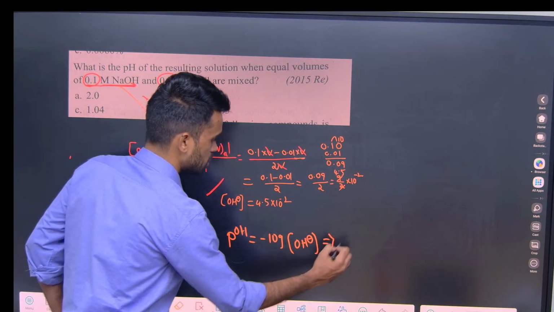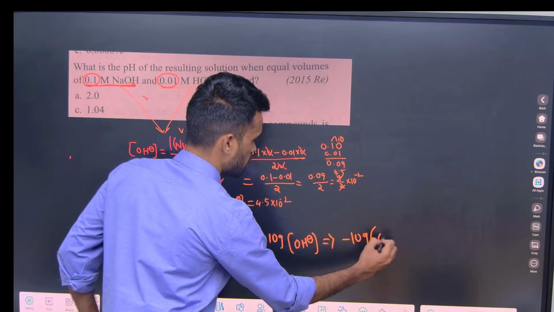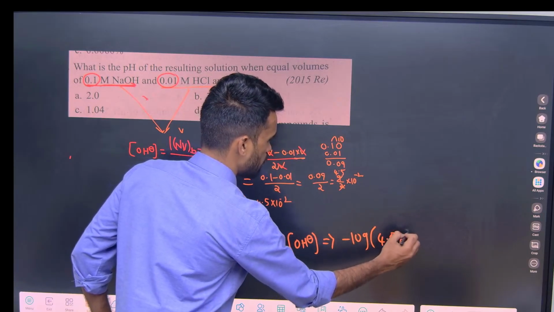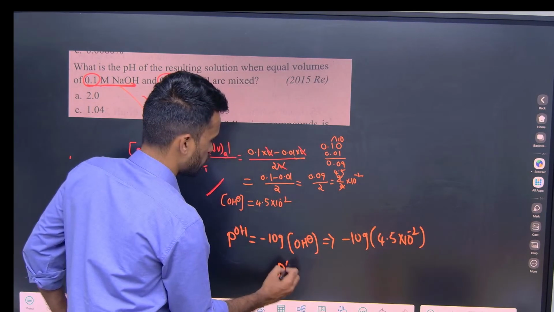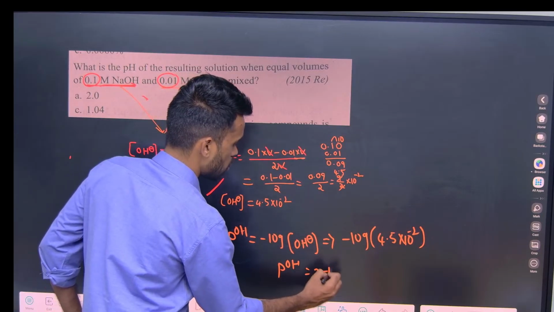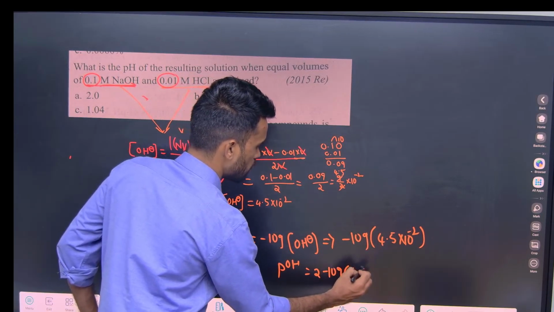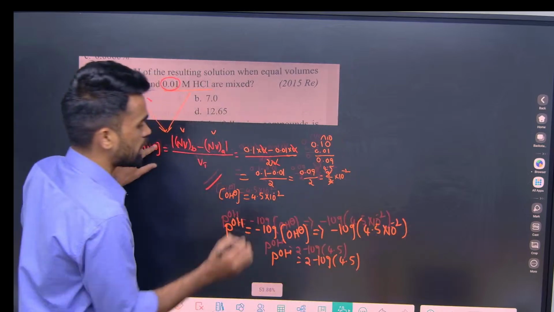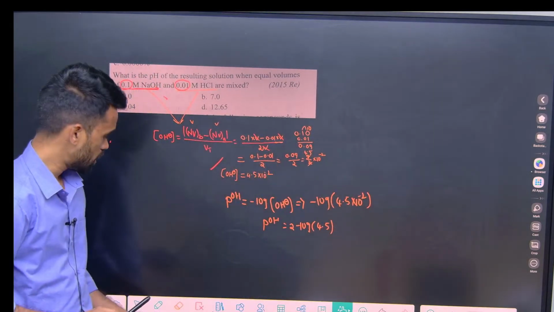So how much is it? Minus log of 4.5 into 10 power minus 2. So pOH will be 2 minus log 4.5. Okay, so 2 minus something we got. Now what about pH?